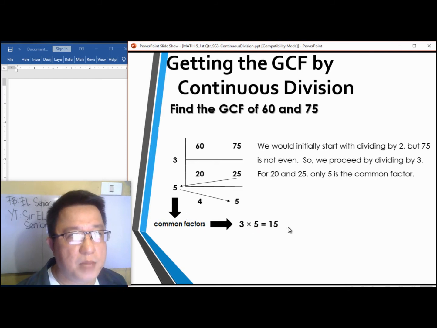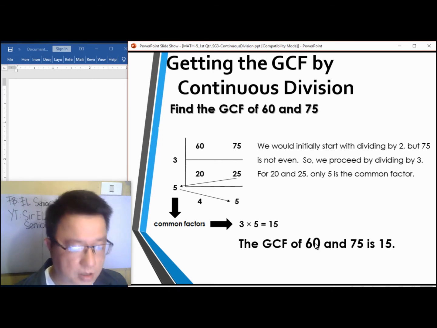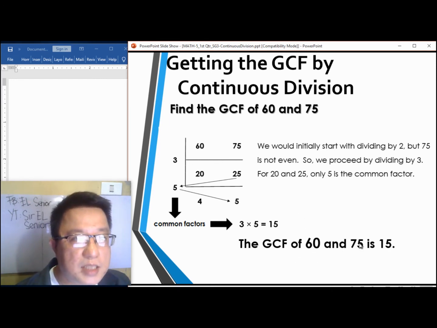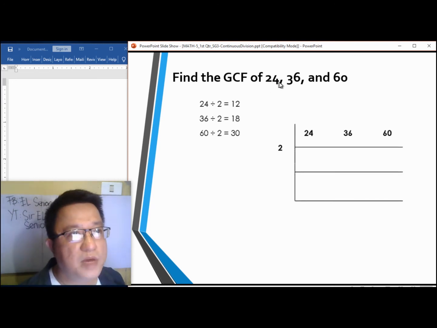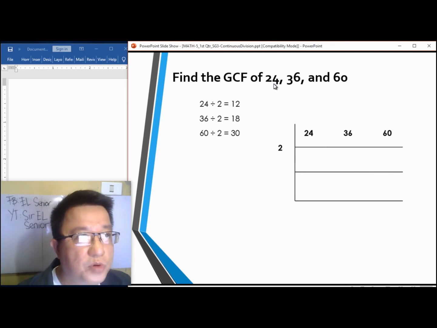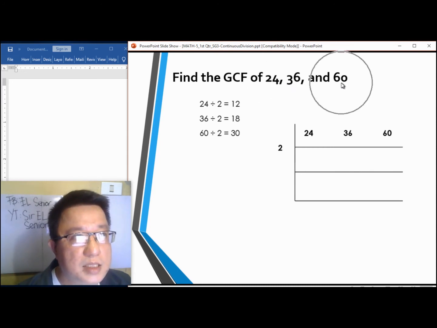3 times 5 equals 15. Therefore, the greatest common factor of 60 and 75 is 15. That's how you get the greatest common factor using continuous division. Let's have one more example. Let's try to find the greatest common factor of 24, 36, and 60.